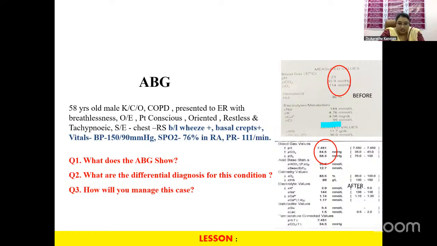BP was 150/90. The routine treatment was started for the patient and an ABG was done for him, which is shown here. What does this say? What is the diagnosis from the ABG here? What are the other differential diagnoses you can think of for this condition? And with this diagnosis, how will you manage? And how will you manage this case?